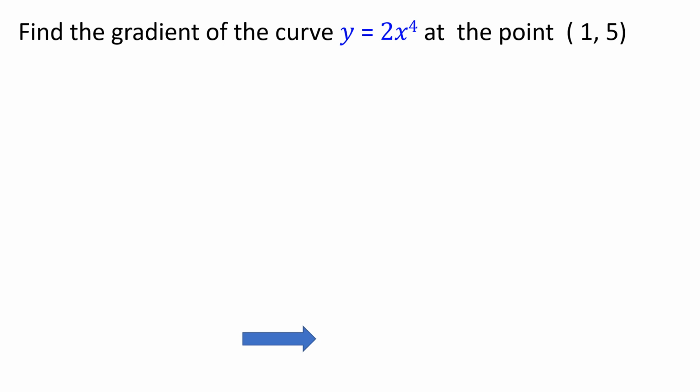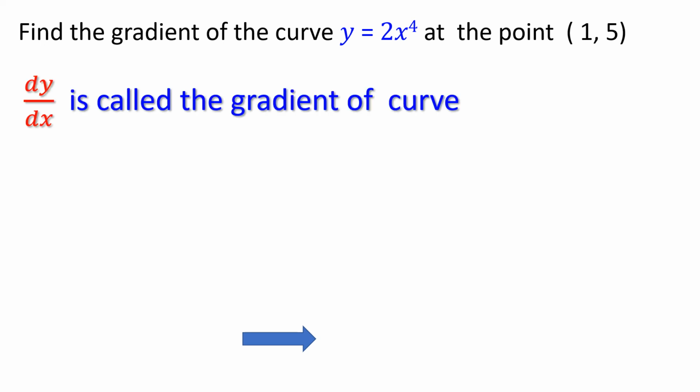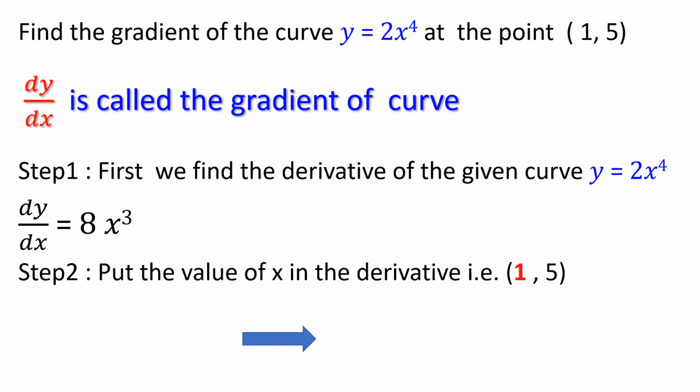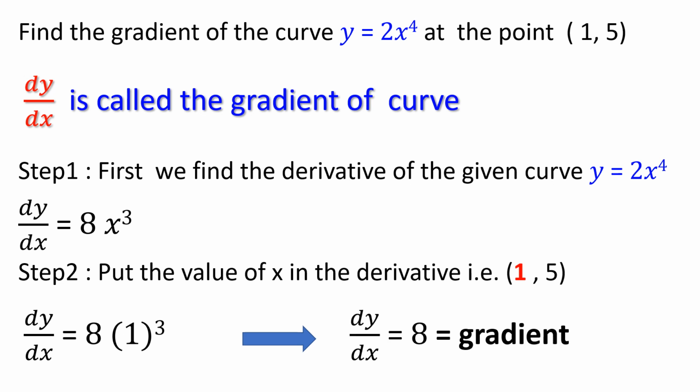Find the gradient of the curve y is equal to 2x to the power 4 at the point 1, 5. First of all, we know that dy by dx is called the gradient of the curve, and we will differentiate this function. When we differentiate, it will be 8x cube: 4 comes down, multiplies with 2, and 1 power is reduced, so it will be 8x cube. This derivative dy by dx is called the gradient. Now we will substitute the value of x, only x, that is 1, in this given point. So we will write 1 there, and we will get the answer 8 as the gradient of this function at point 1, 5.